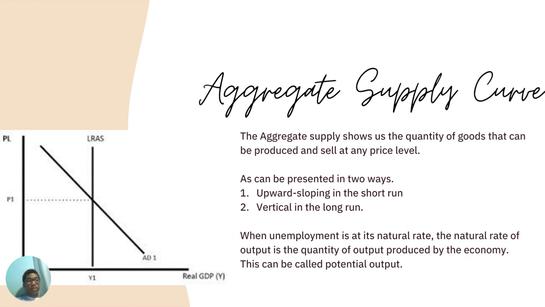I want to open a parenthesis here to talk about the natural rate. The natural rate is when the economy is at its base, when the economy is at its perfect point, in which unemployment is at its lowest or even zero. When this happens in the economy, it is called the natural rate. This can also be called potential output.